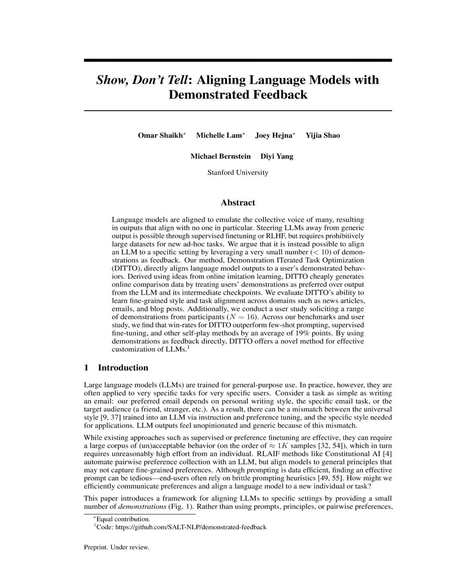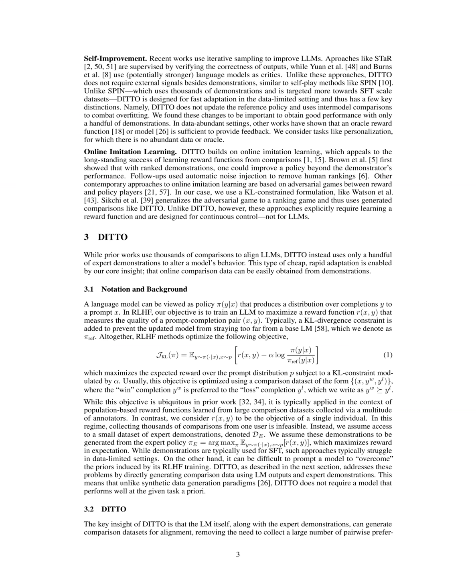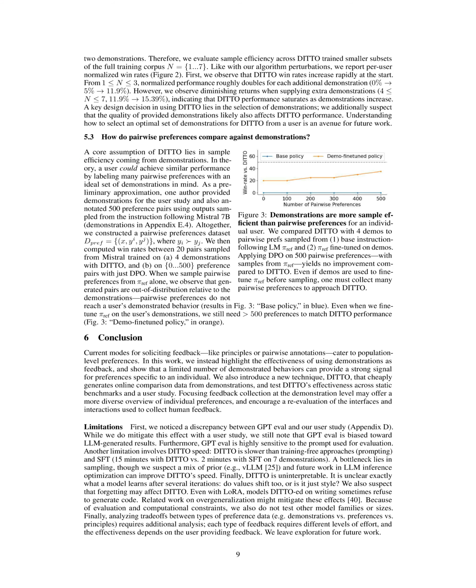DITTO can be interpreted as an online imitation learning algorithm, where data sampled from the LLM is used to distinguish expert behavior. The key insight of DITTO is that the LM itself, along with the expert demonstrations, can generate comparison datasets for alignment, eliminating the need to collect a large number of pairwise preferences. By generating comparisons between expert demonstrations and model outputs, DITTO constructs an unbounded preference dataset given only a few demonstrations.